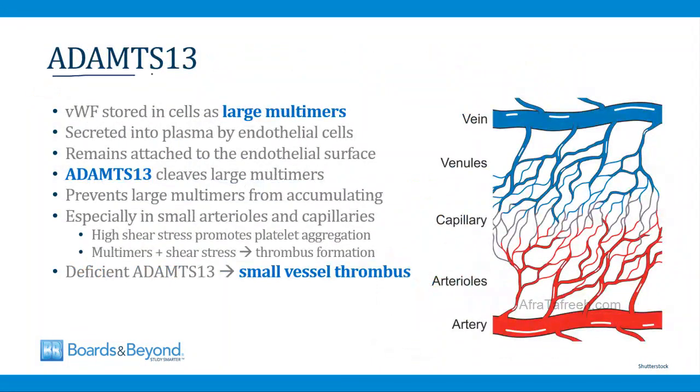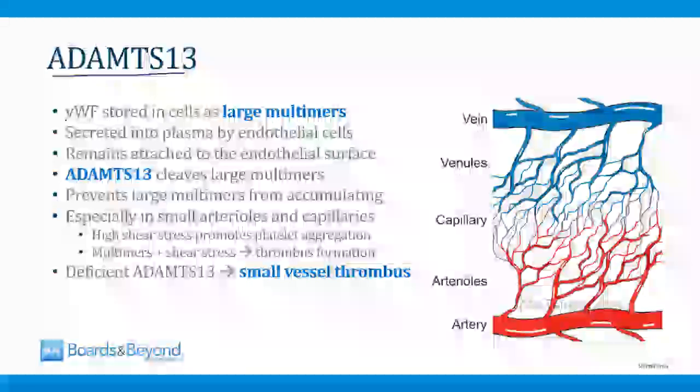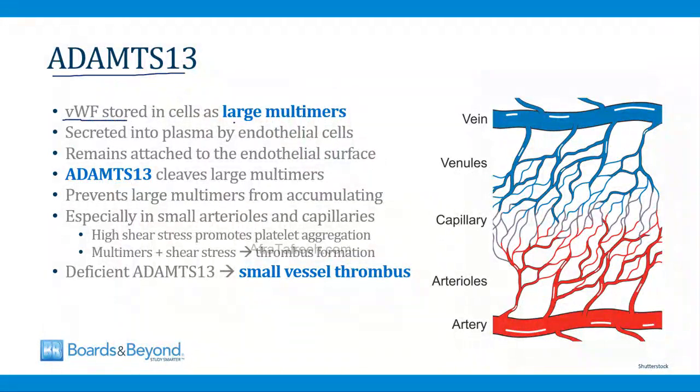So to understand what ADAMTS13 does and how this is related to TTP, you need to appreciate that von Willebrand factor is stored in cells as large multimers, which are collections of von Willebrand factor molecules lumped together. These large multimers are secreted into the plasma by endothelial cells, and they remain attached to the endothelial surface for a period of time. What ADAMTS13 does is it cleaves the large multimers so that von Willebrand factor molecules can be released into the circulation, and in doing so it prevents large multimers from accumulating on the endothelial cell surface.